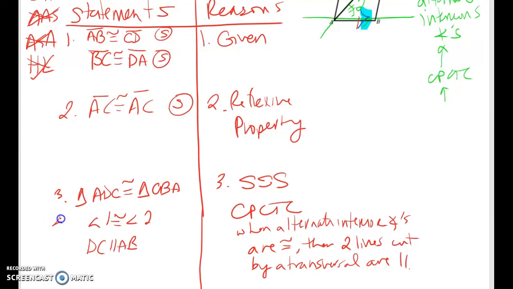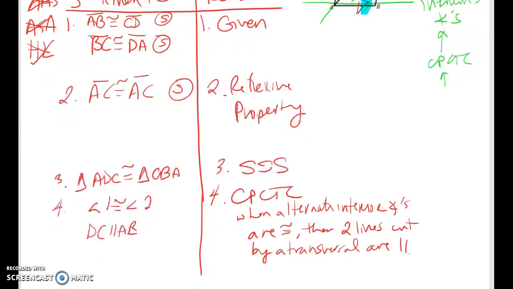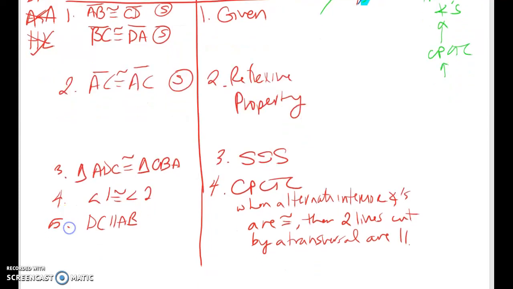From my plan, I know that I am now allowed to talk about those corresponding angles in each triangle being congruent because they are parts of congruent triangles. And I know that I can now say that these two line segments are parallel because when the alternate interior angles are congruent, then the lines are parallel. And that is all for this proof.